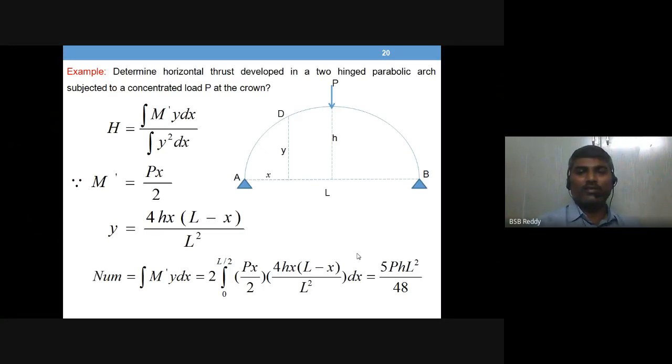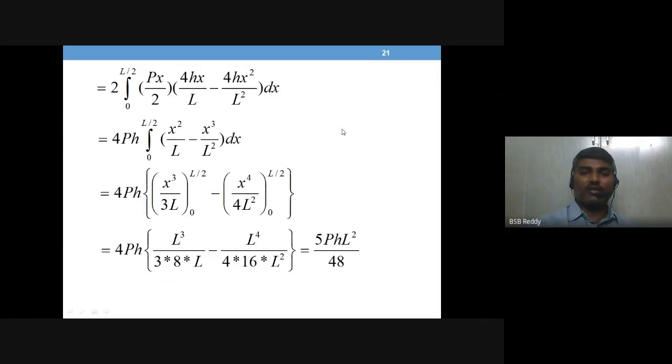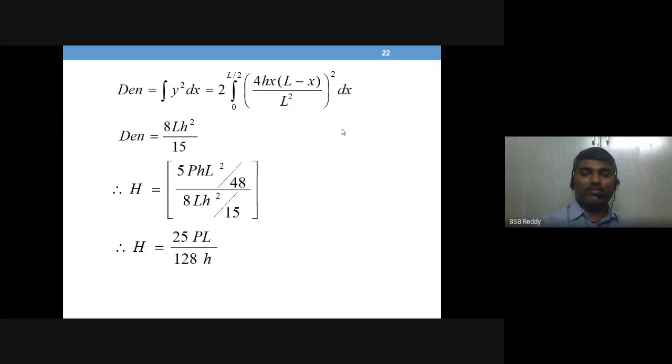Welcome to this session on two hinged arches which are parabolic in nature. We have solved an example in the last session, that is what you are looking at now: a parabolic arch applied by a point load at the crown. This is what was solved in the last class. So the value of horizontal thrust that you got is 25PL by 128H.